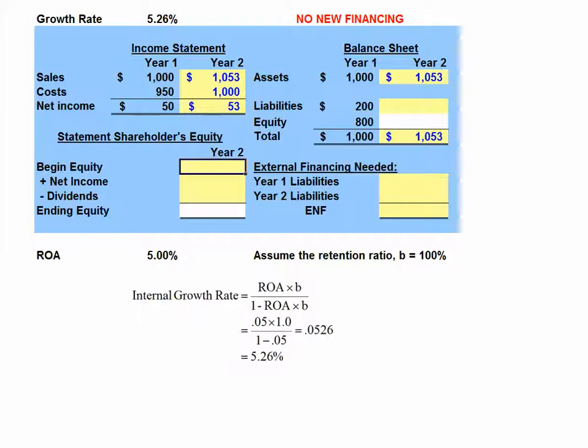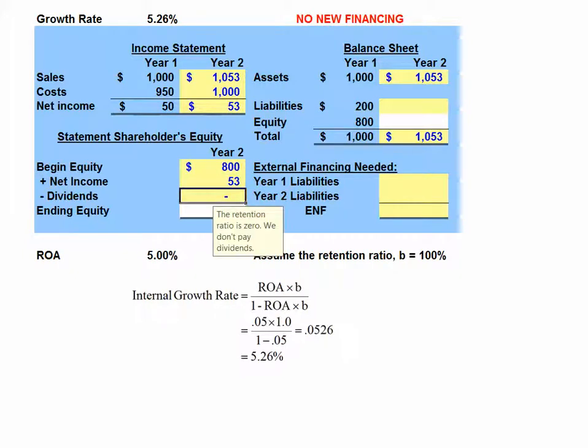Let's go ahead now and work on filling out our balance sheet. The first thing we're going to do is complete our statement of shareholders' equity. Our beginning equity from year one was $800. We add to that our net income of $53. And in this case, we're going to assume that we are paying no dividends.